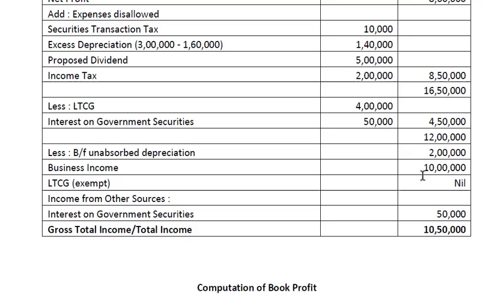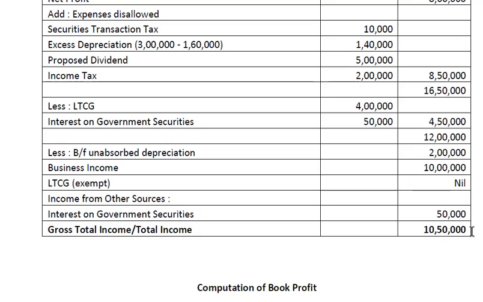So to the business income, we shall add long-term capital gain. Here as it is mentioned, it is exempt, so it is nil. Income from other sources, interest on government securities 50,000, and gross total income comes to 10,50,000. As there are no deductions under section 80, this amount itself will become the total income.